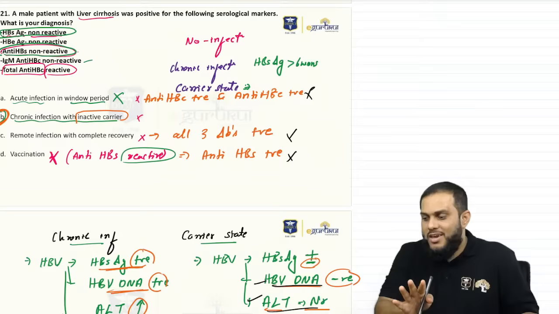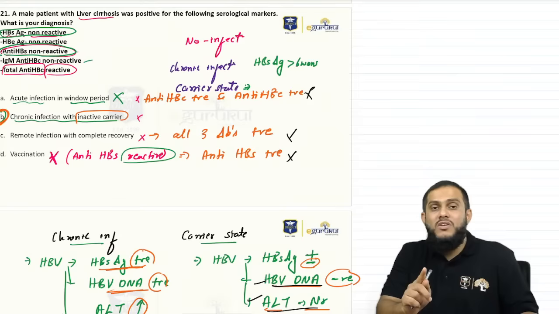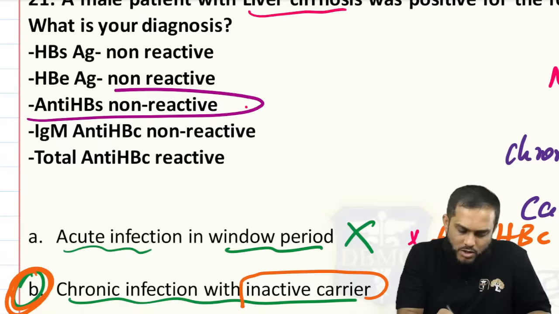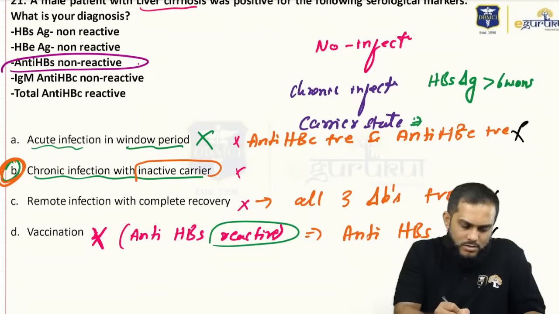A student mentioned that they marked chronic carrier state only based on exclusion, but didn't understand how at that time. That's what I'm telling: even if you have not understood, other things can easily be ruled out. Acute infection can be ruled out because IgM anti-HBc is negative. Take just one thing: anti-HBs non-reactive. And also take IgM anti-HBc non-reactive.